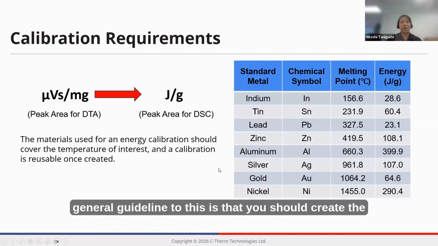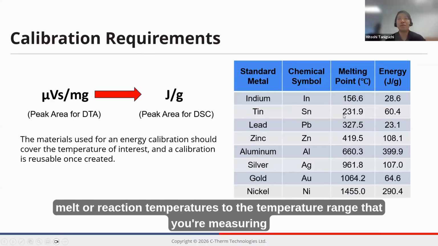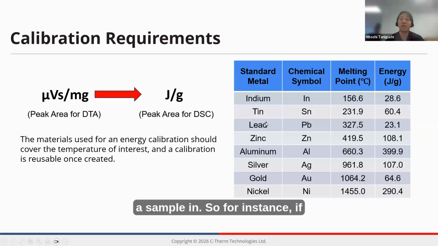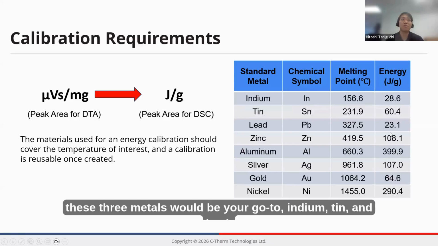And a general guideline to this is that you should create the calibration data set using known materials that have similar melt or reaction temperatures to the temperature range that you're measuring a sample in. So, for instance, if my reaction is in the range of 100 to 200 degrees Celsius, these three metals would be your go-to: indium, tin, and lead.